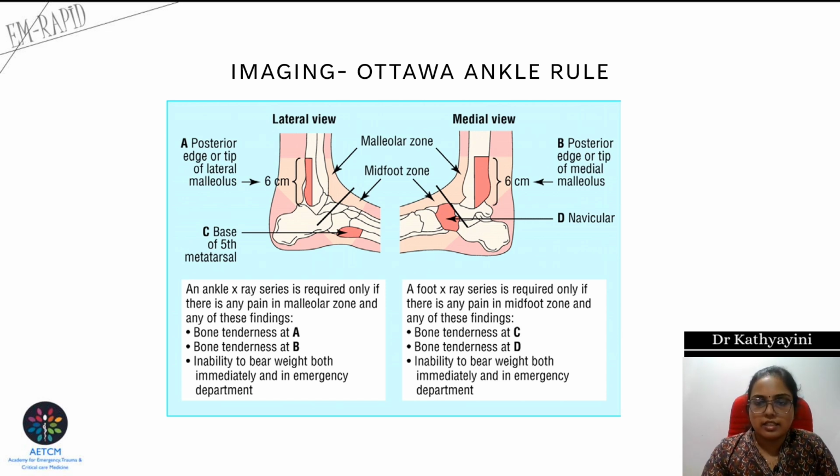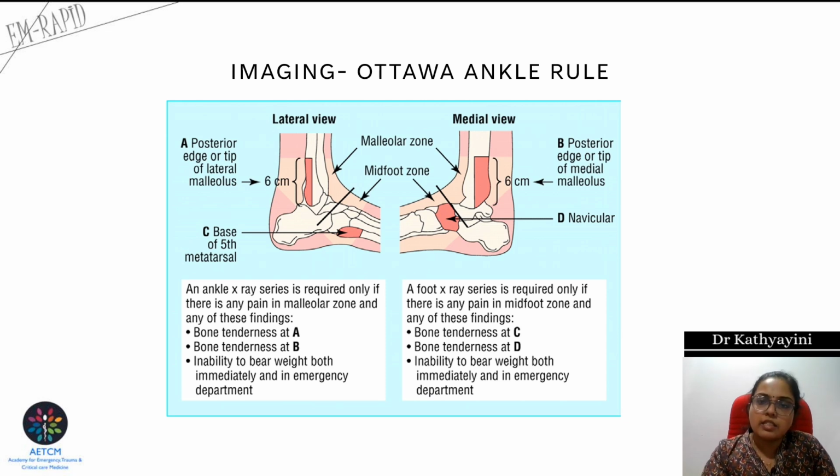the findings suggestive are bone tenderness at the posterior edge or tip of the lateral malleolus, or any bony tenderness at the posterior edge or tip of the medial malleolus. So if there is medial malleolar or lateral malleolar tip tenderness, and the patient has inability to bear weight or inability to walk, we will have to get the ankle X-ray.